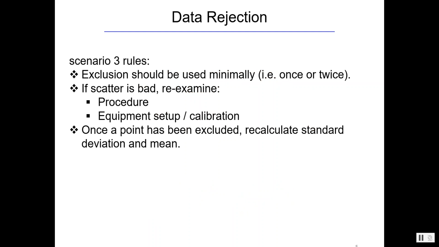There are three rules for scenario 3. They're all listed here. The exclusion should be used minimally, that is once or twice. If the scatter is bad, if the criteria indicates that we need to delete more than 1 or 2 points, then we should go back and re-examine our procedure or our equipment setup and our calibration. Basically, we need to go back and improve our experiment. And the third rule is once a point has been excluded, we need to recalculate the standard deviation and the mean. And then we essentially go back and repeat the process again. You'll see that in the example that we do.